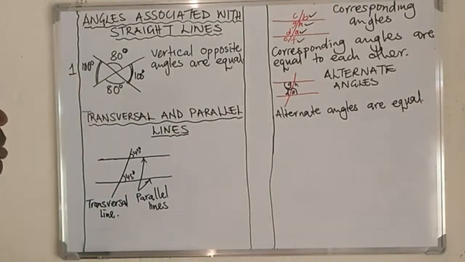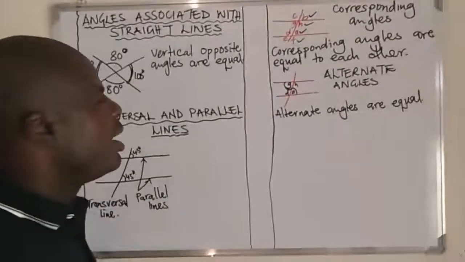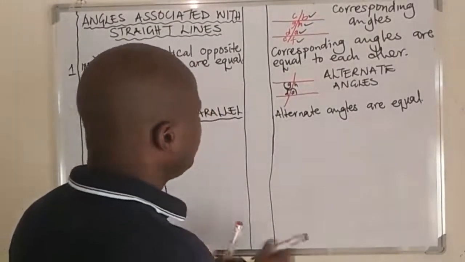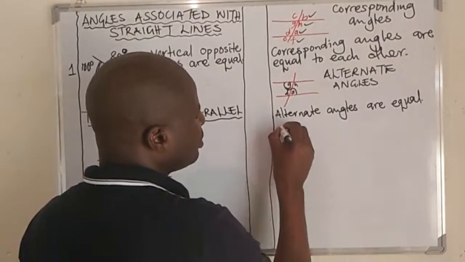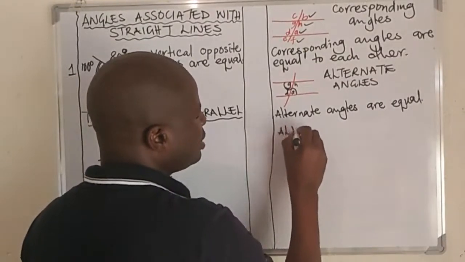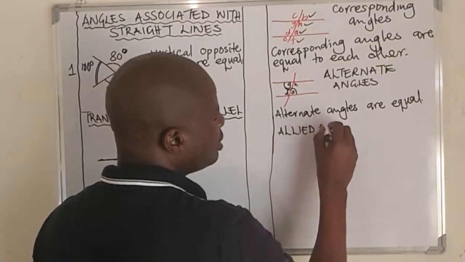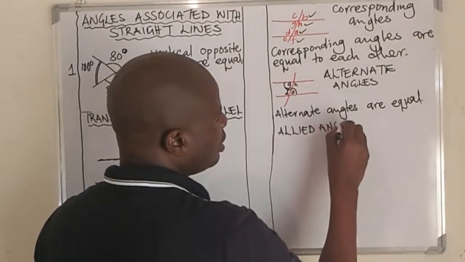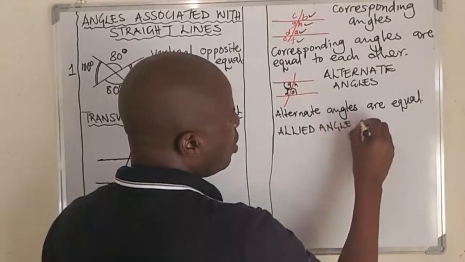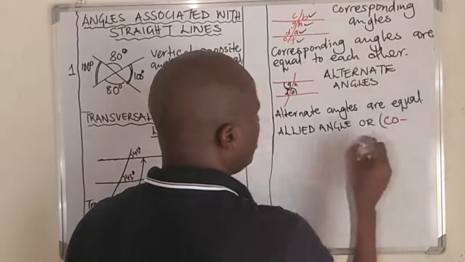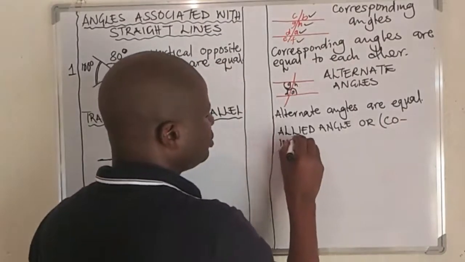All right. Now let's go to the next one. And the next one is called allied angles, or let's say co-interior angles.